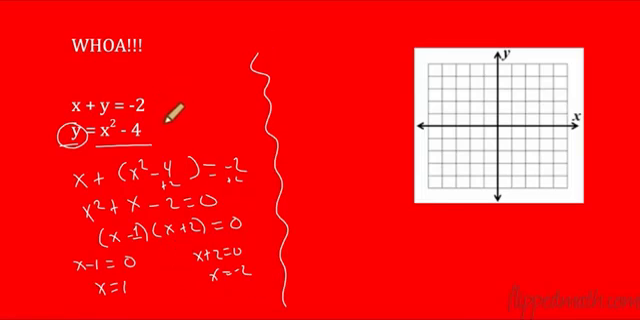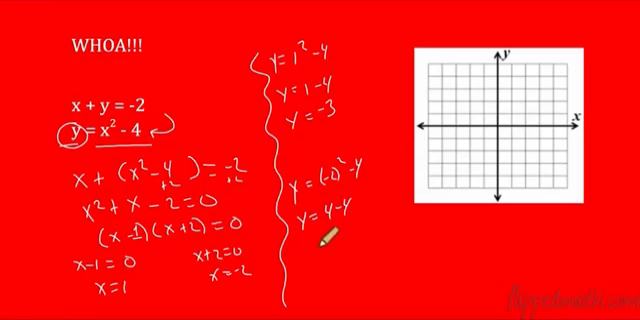I need to check them both. I'm going to use this equation because it's solved for y. So let's plug in the first one. 1 squared minus 4 is 1 minus 4, which is negative 3. And then we have y equals negative 2 squared minus 4. Remember, negative 2 squared is a positive 4. So I have two answers. I have 1 comma negative 3 and negative 2 comma 0.